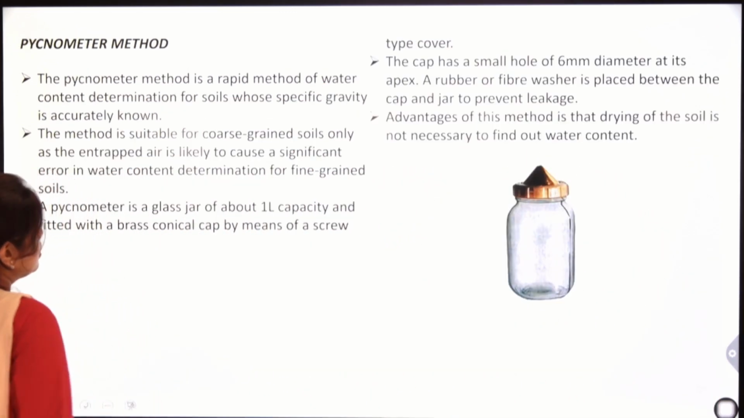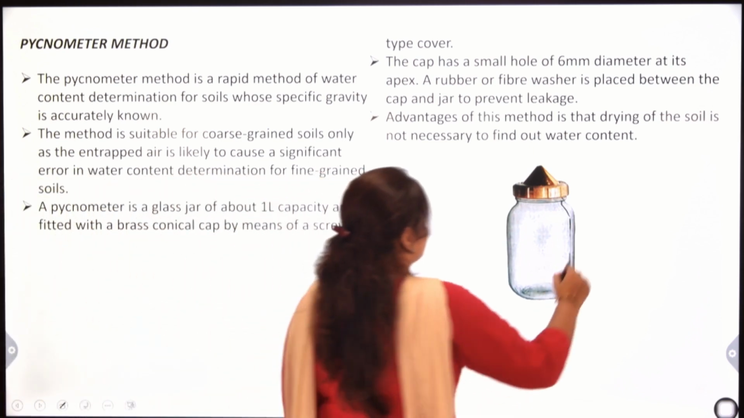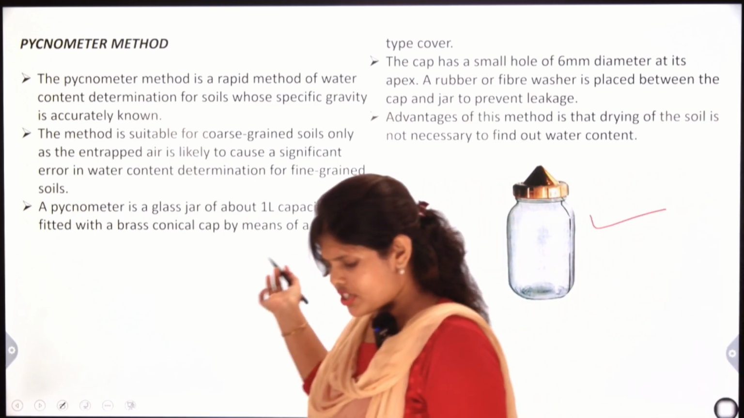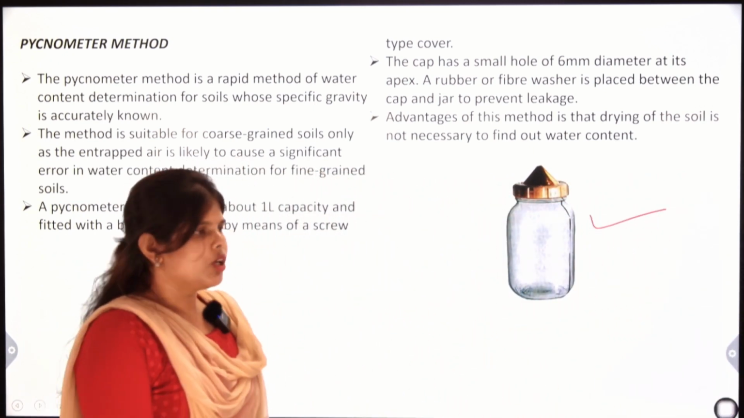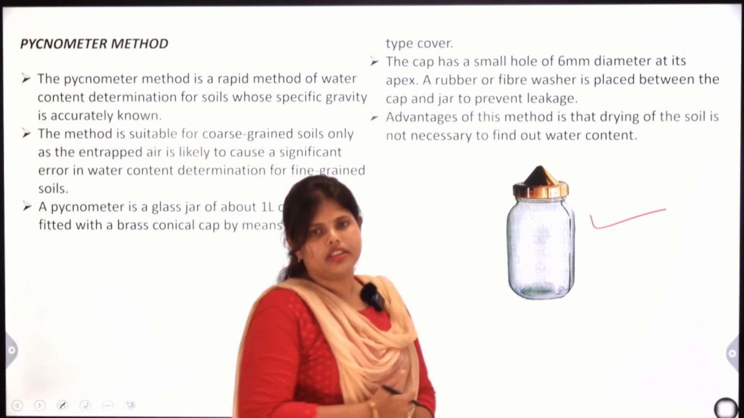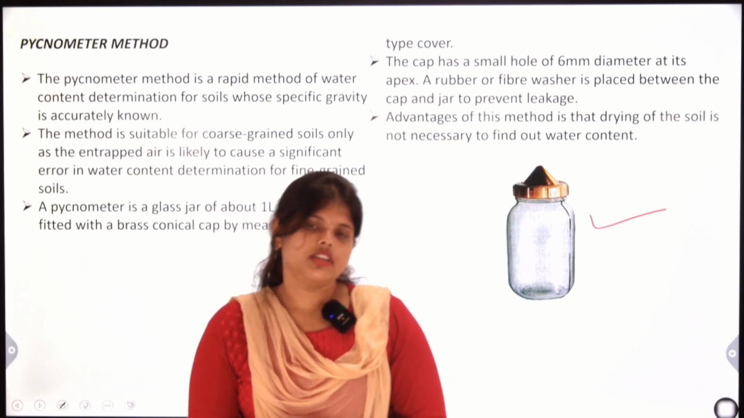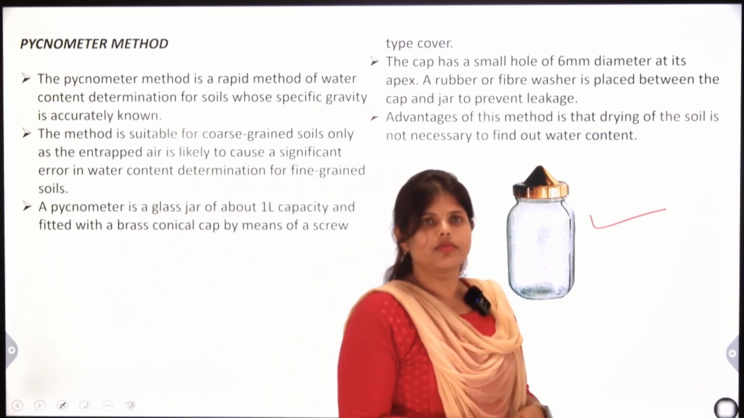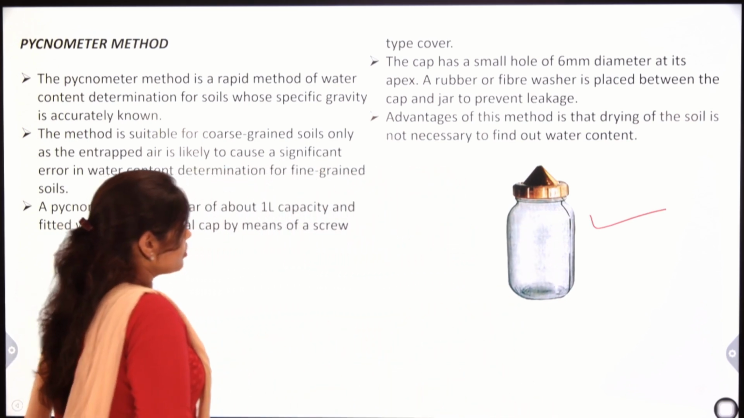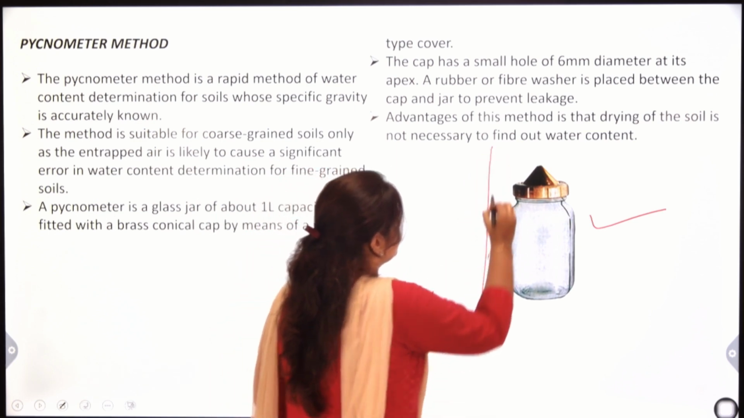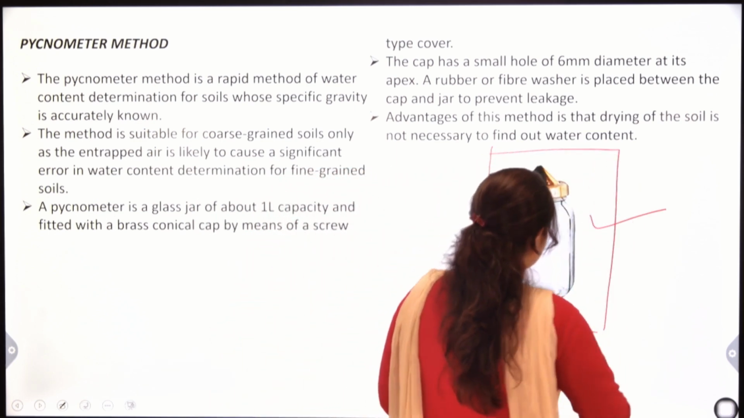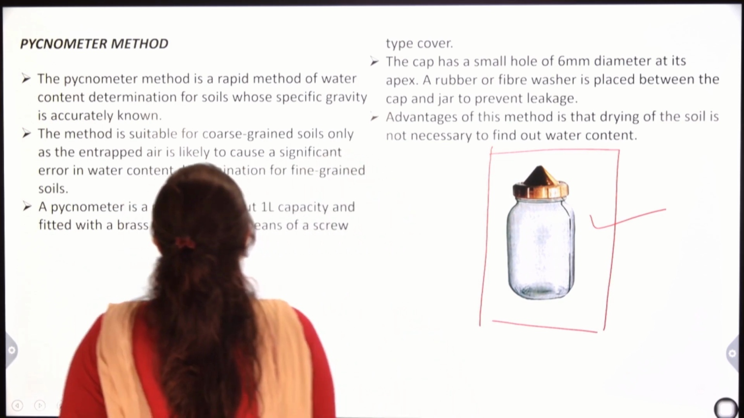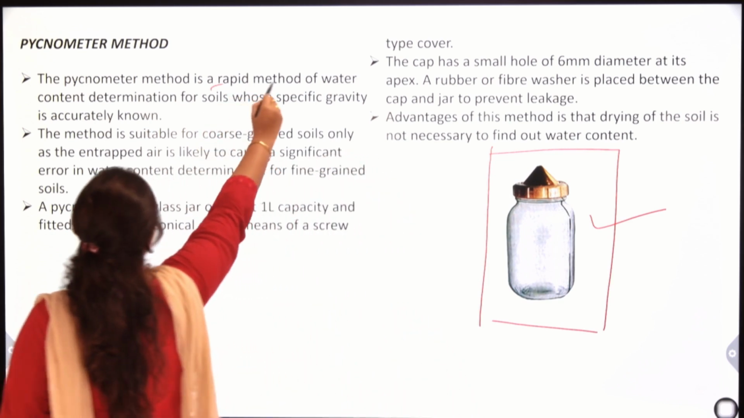Next is our best method. Okay. And in every exam, questions are always asked about this method. Only the oven dry method and pycnometer method are the most important methods. Other methods we conduct normally. Okay. So, here is the jar, the pycnometer jar. So, it says pycnometer method is a rapid method.